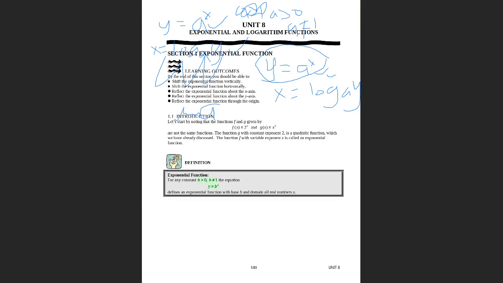It's one very important point you must know about an exponent. Are there any questions there?